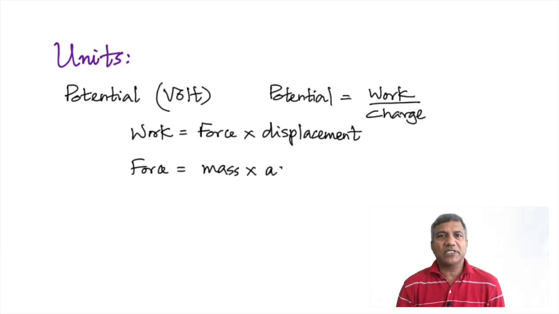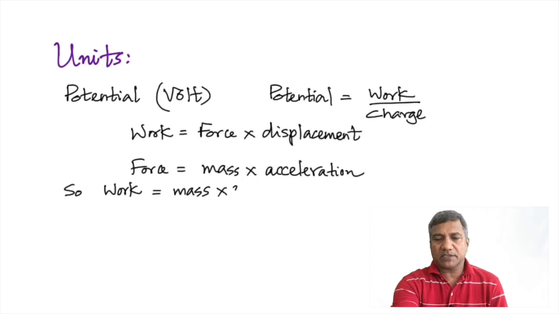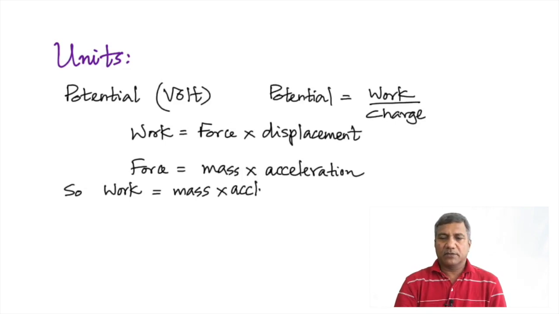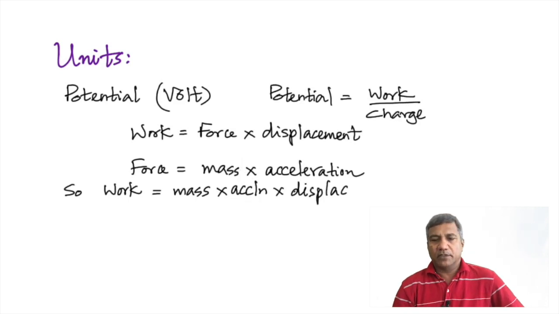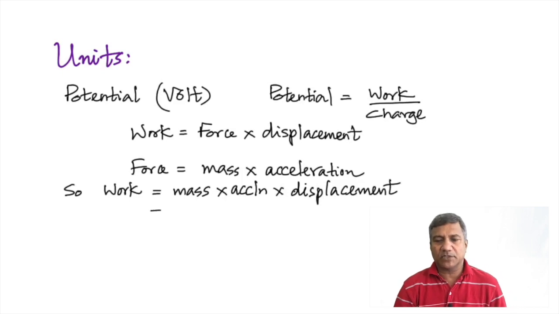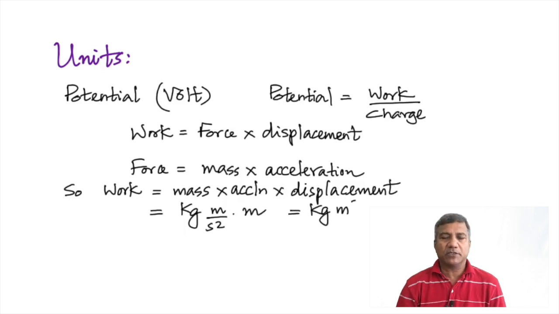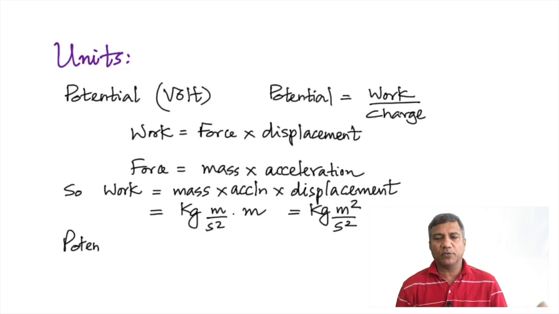And again, acceleration is measured in meter per second squared. Mass is measured in kilograms. So finally, when you plug it in, work is equal to mass times acceleration times displacement, because force is mass times acceleration. Mass is measured in kilograms, acceleration is in meter per second squared, and displacement is in meters. So when you put all those together, you get kilogram meter squared per second squared for work.